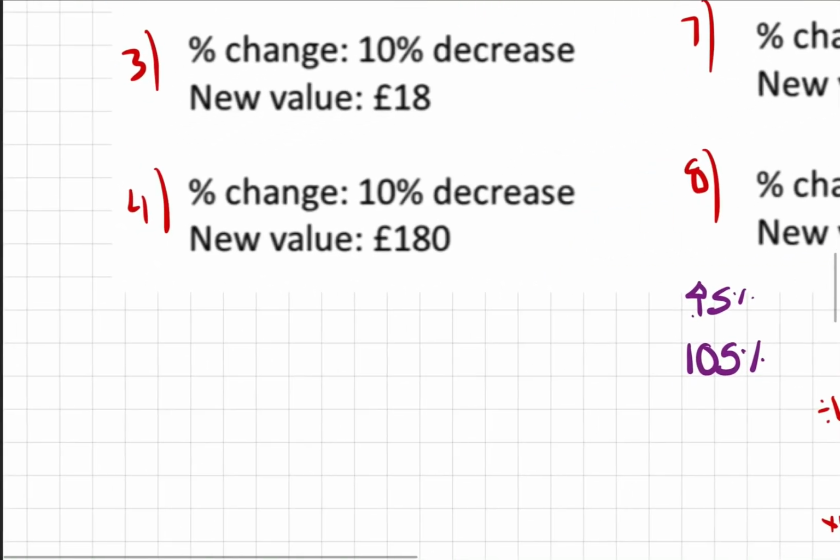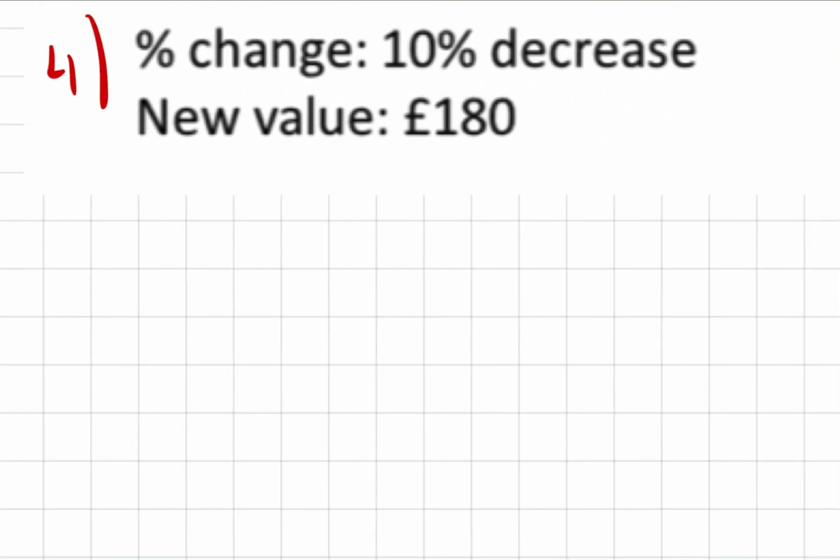Actually, I want to show you one more. I want to show you how we do one without a calculator. I want to show you question 4 quickly. 10% decrease, so I can see straight away £180. Ooh, pen's just dead. So right, out to charge. £180 is going to equal, well, 10% decrease, so 100 take away 10 is 90.